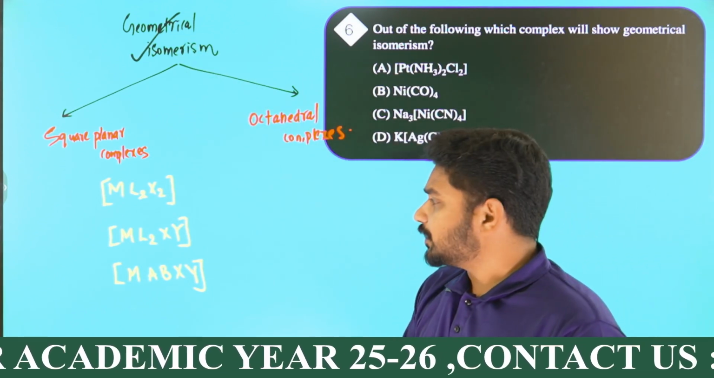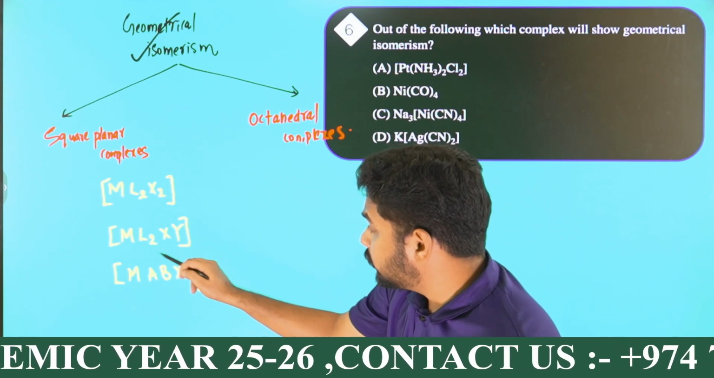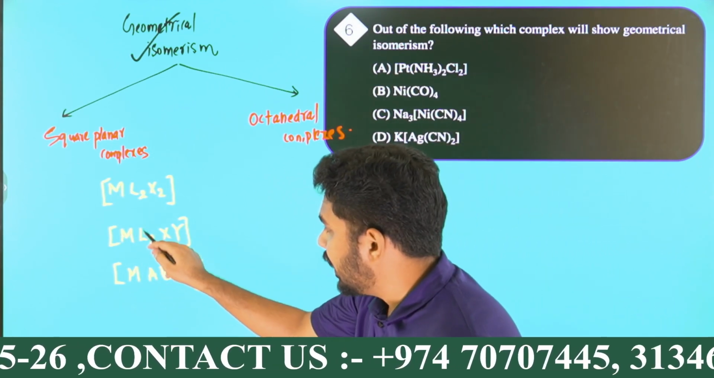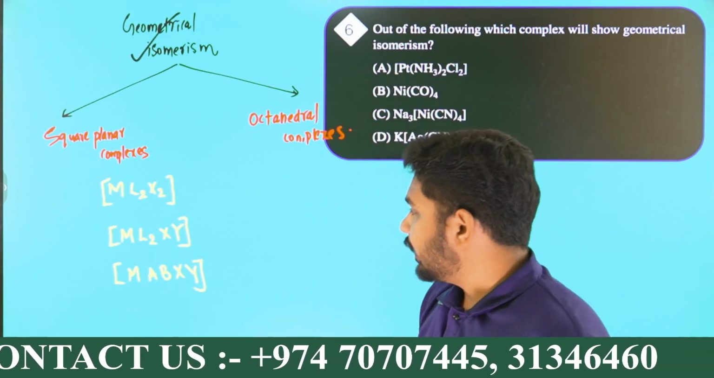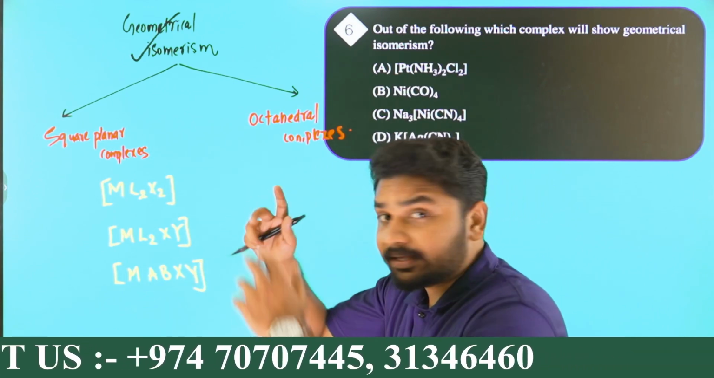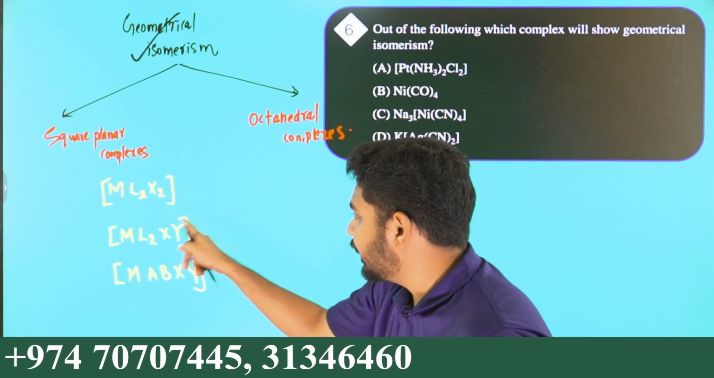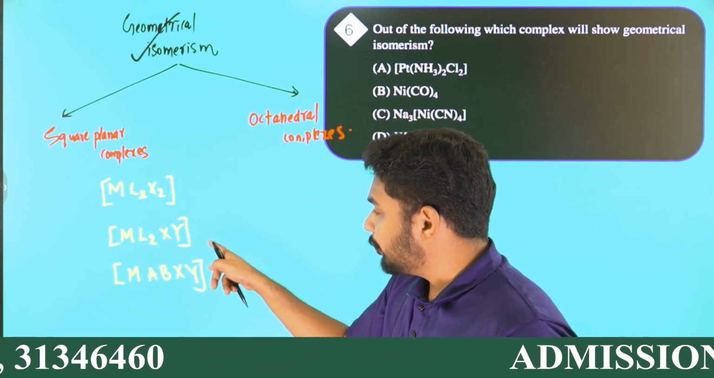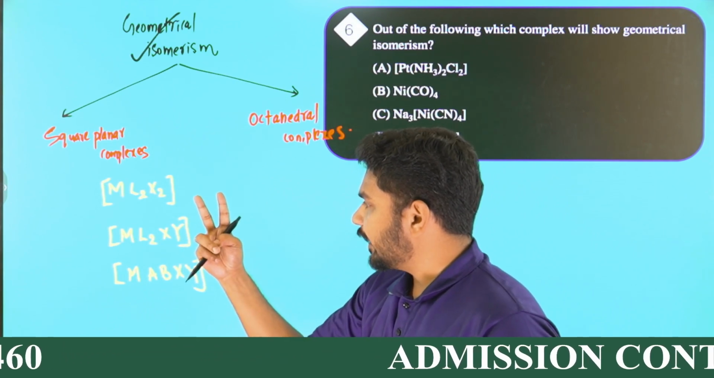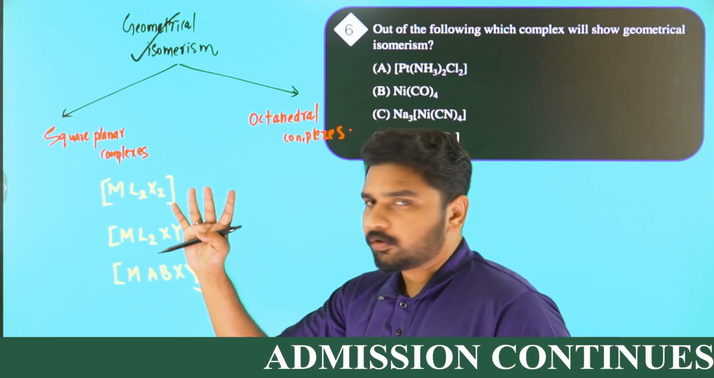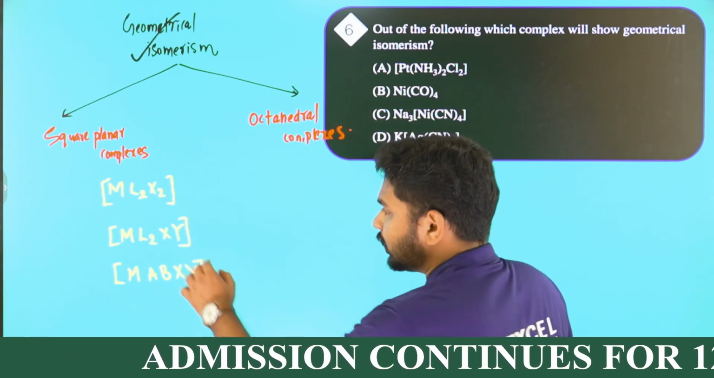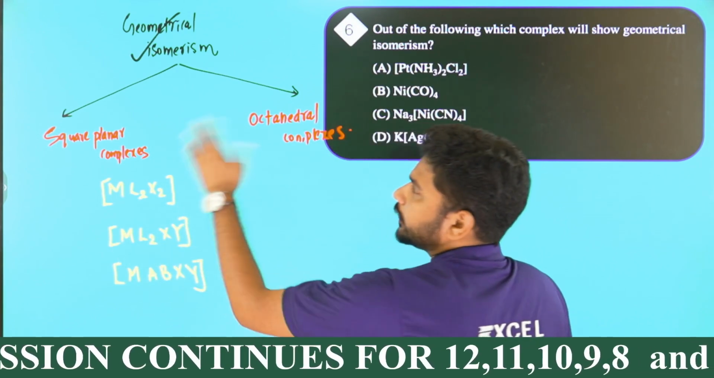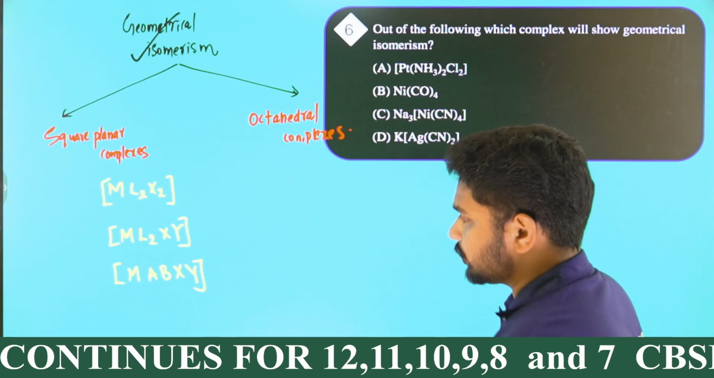Or if your coordination compound is in the form ML2XY, M is the central atom, L is one ligand, X is another ligand, and Y is another ligand. So three different ligands are there. The total number of ligands is 4: 2 L ligands, 1 X and 1 Y. If the coordination compound is in this form, then it will show geometrical isomerism.